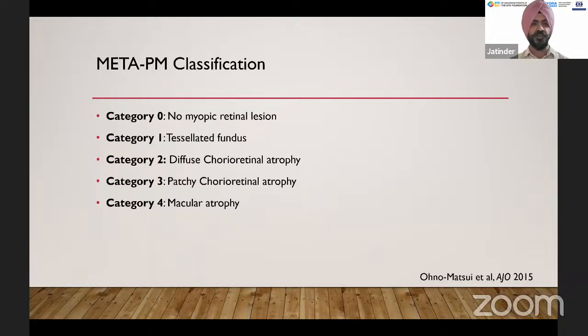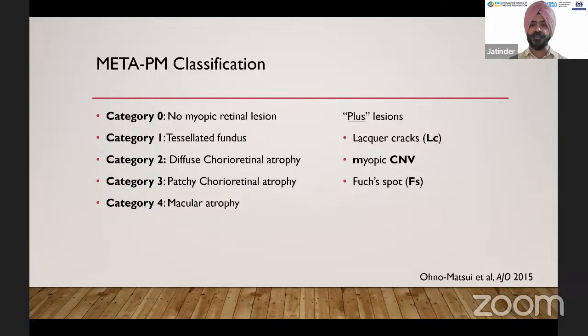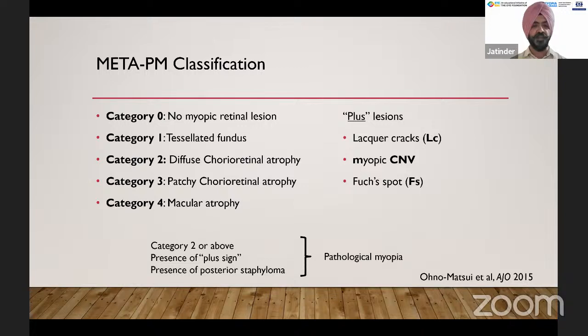So another classification was given as categories, not as stages. And they had similar classifications: tessellated fundus, diffuse, patchy atrophy as 2 and 3 respectively, and macular atrophy as category 4. Plus signs were added because this could be seen at any stage. So lacquer crack LC, myopic CNV as MCNV, and FS as Fuchs spots, they were added as plus signs in addition to the categories. This is just to make the understanding or the language common between discussing retinal physicians. So anything which is category 2 or above with the presence of a plus sign or presence of posterior staphylomas was then labeled as pathological myopia.